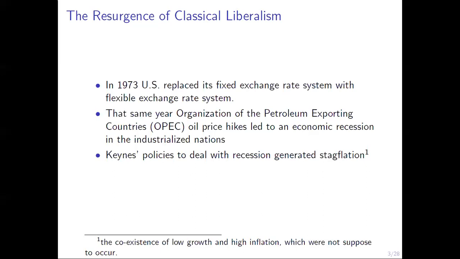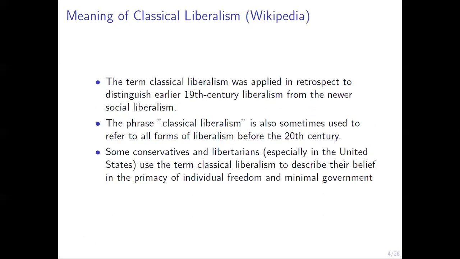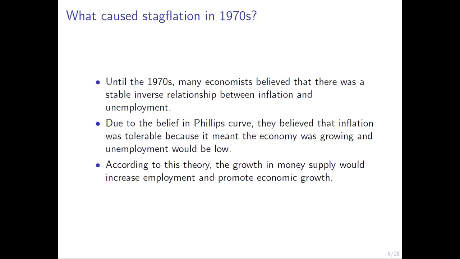All right, so it was a kind of situation that basically happened, and that's why people started thinking of something beyond the Keynesian view of economics. So the meaning of classical liberalism: the term classical liberalism was applied, in retrospect, to distinguish earlier 19th century liberalism from the newer social liberalism. It also means liberty under the law, and is sometimes used to refer to all forms of liberalism before. And what caused stagflation in the 1970s?